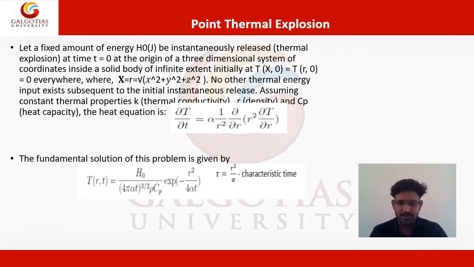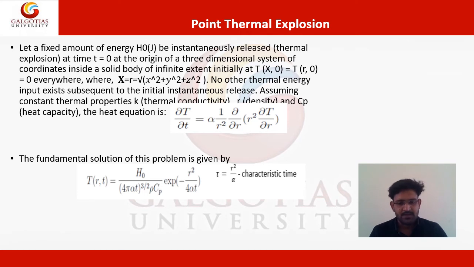Assuming constant thermal properties K, density rho, and Cp the heat capacity, if we write the equation for this, the equation is going to be del T by del t, where T stands for temperature, equal to alpha times 1 by r square del by del r of (r square del T by del r). So this is the fundamental equation for this particular case of heat transfer. Okay, and this equation must be solved with the initial condition. What is the initial condition? That the temperature T at t equal to 0 is 0 for all r greater than 0, plus the statement expressing the instantaneous release of energy at t equal to 0 at the origin.